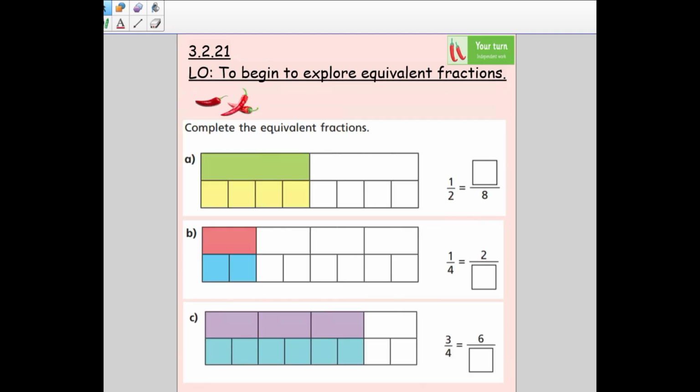This question is suitable for chili 1 and chili 2. It says complete the equivalent fractions. Have a look at the bars to help you. Pause the video and have a go now.